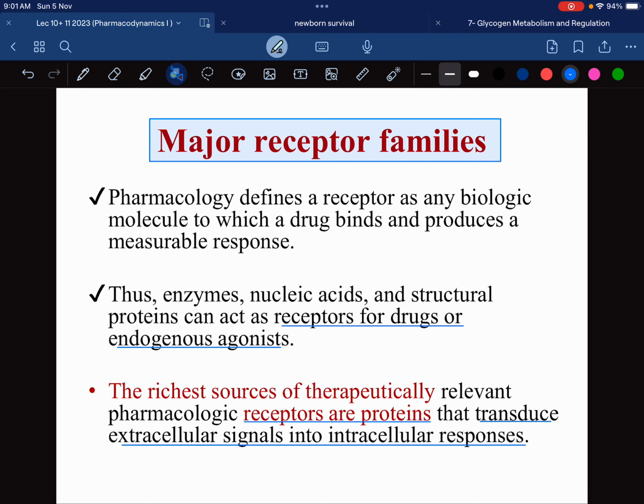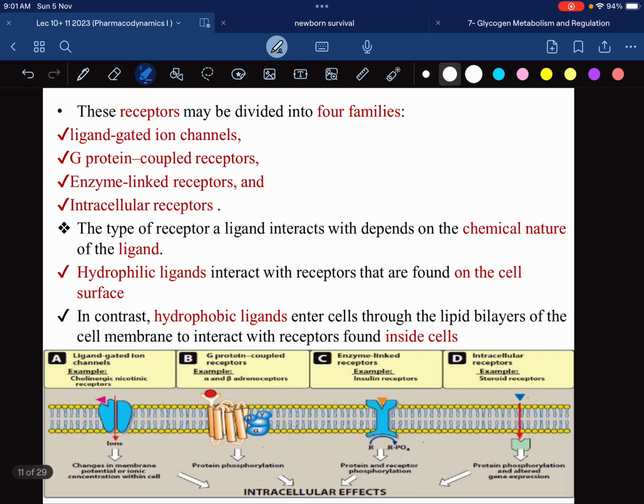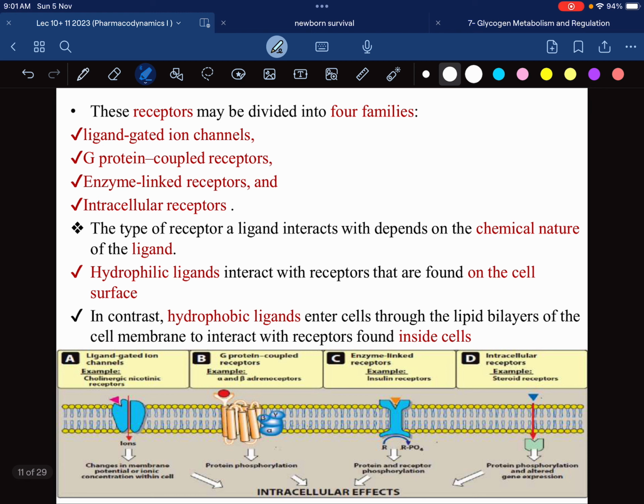We will see that most of the receptors are extracellular. So the drug will bind to the extracellular part, but the activity will be transferred to the intracellular activity. And this is done by what? The receptor. There are four main types of families of receptors.